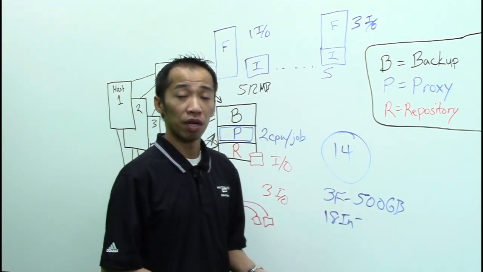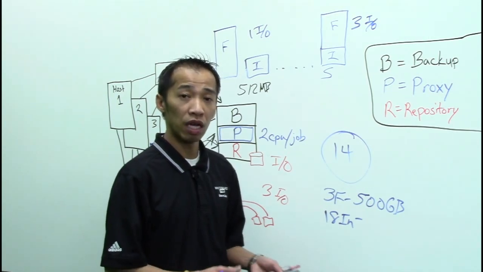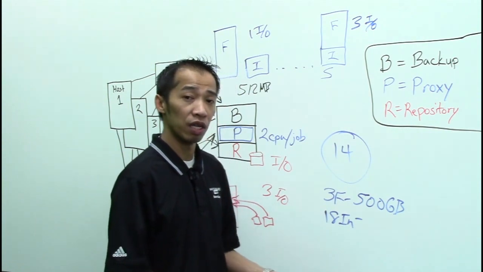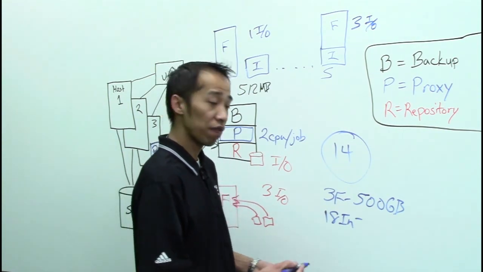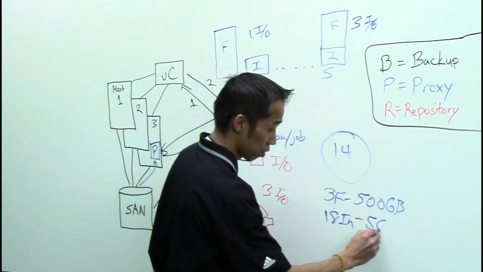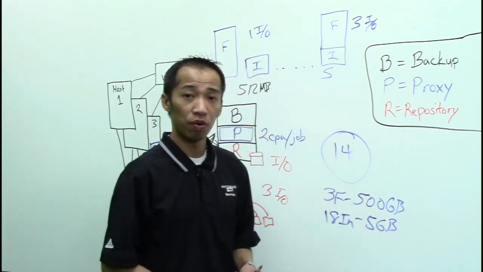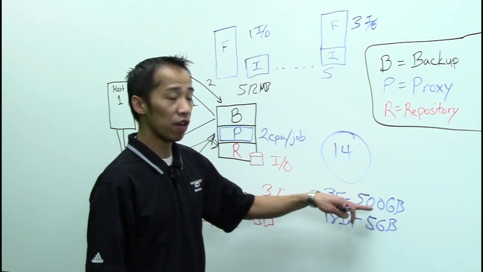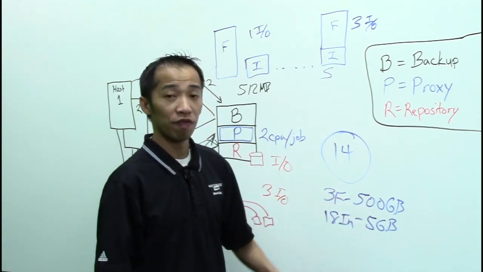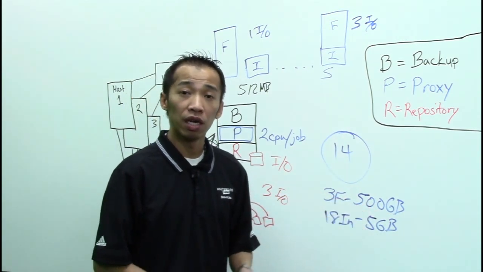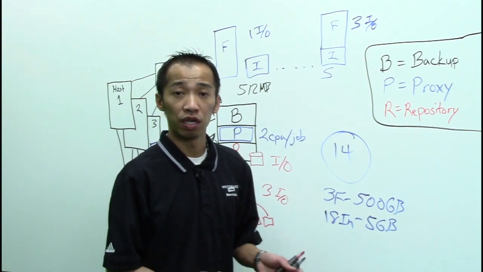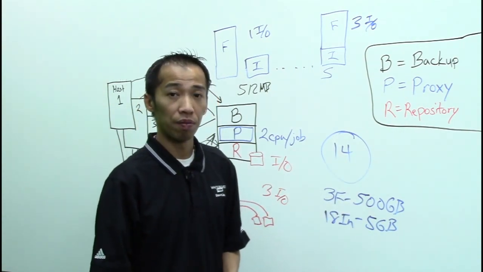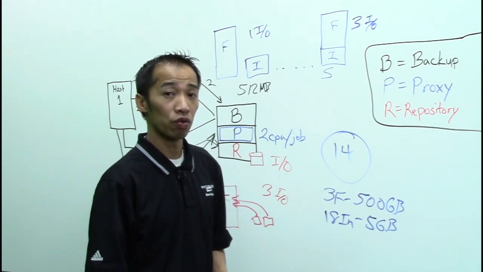So at 10% for a terabyte's worth of data, I'm going to have 100 gigs worth of change data per day. Reduce it by 50% because of our compression and deduplication. That works out to be 5 gigs of change data per day. So now you just do a little bit of math here: 3 times 500 plus 18 times 5, and that'll give you an idea of how much storage space you're going to need for that particular job to meet this retention policy.